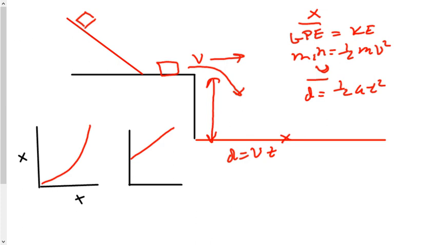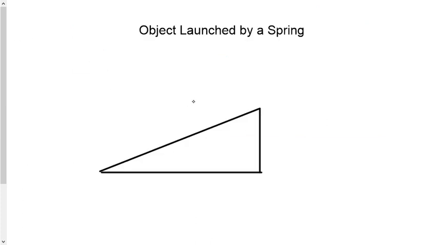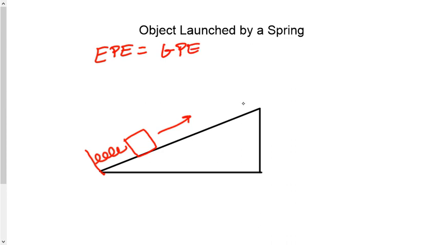Next question: what if I have an object launched by a spring? So I'm going to have a little spring here. I'll coil that up, and we'll have something holding it there. And I've got an object right here, and we're launching it up. Now, depending on whether we have friction or not, we'll have an equation where elastic potential energy is equal to gravitational potential energy, if we're looking at max height, right?